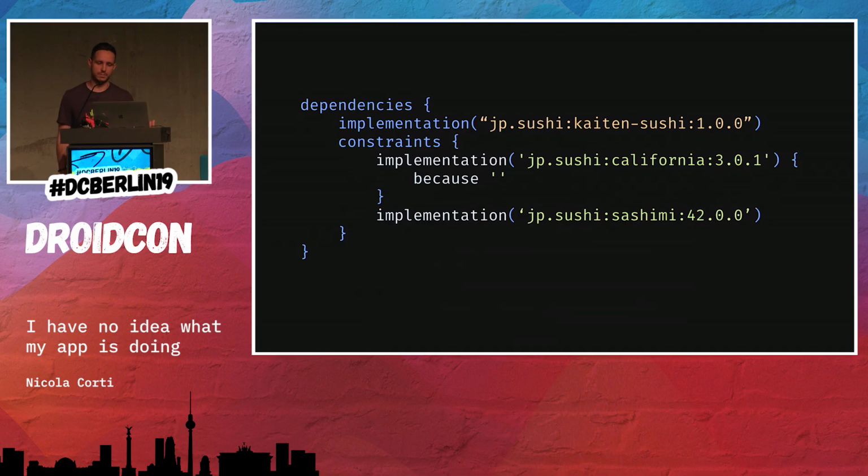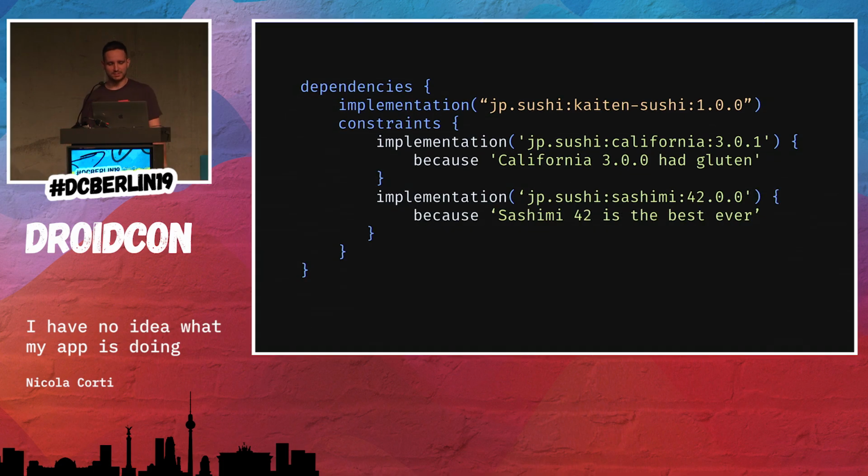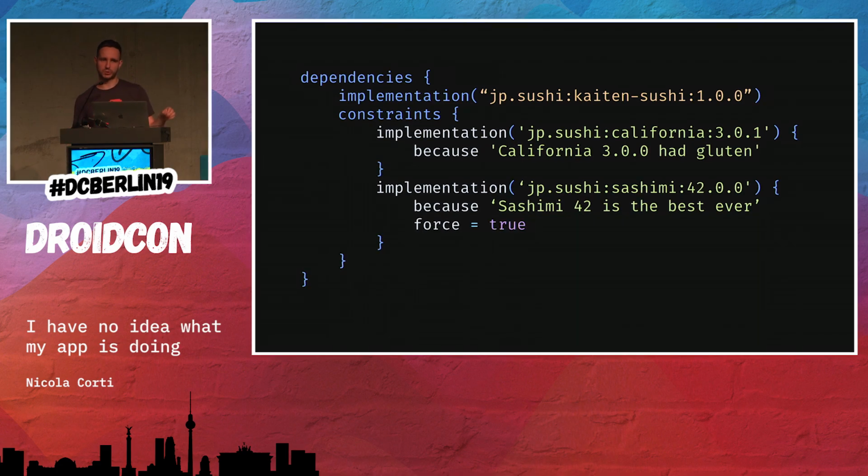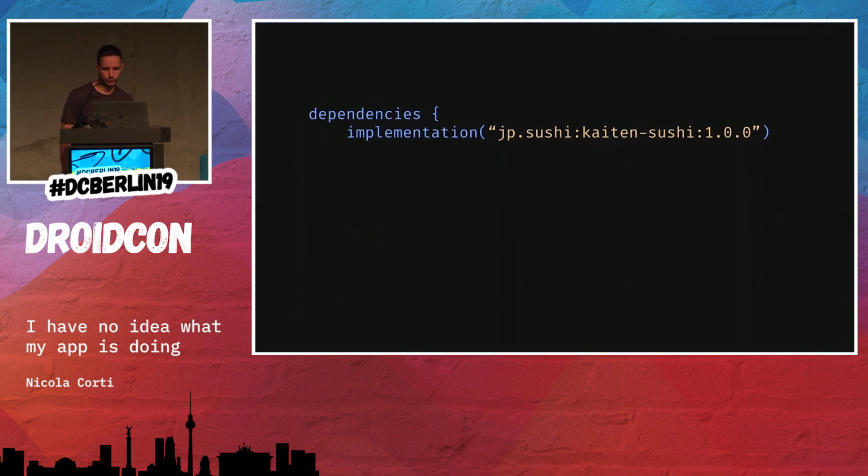You can also leave a because message. For example, California 300 has gluten, I didn't want that, and sashimi 42 is just the best ever. What happens if another dependency in your tree pulls in sashimi 43, which is the highest version? The highest version will win. You can say force equal true to enforce that specific version, because maybe you really want version 42.